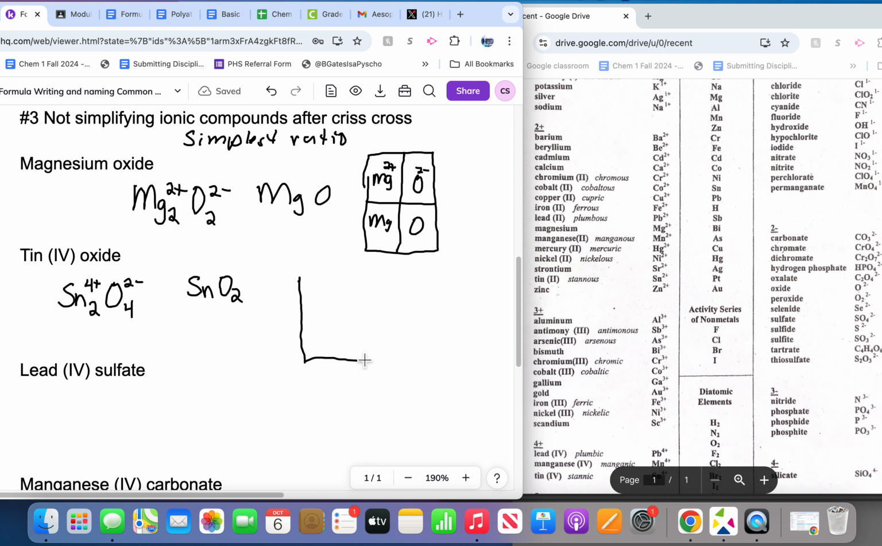So if you think of it like the blocks of wood thing, you wouldn't want Sn, Sn if each was 2+, and you wouldn't want 4 O's, 4 2-minus O's, because half of it will work. So after crisscrossing, always make sure that you reduce to the simplest whole number ratio, 1 Sn to 2 O's. That's the correct answer.